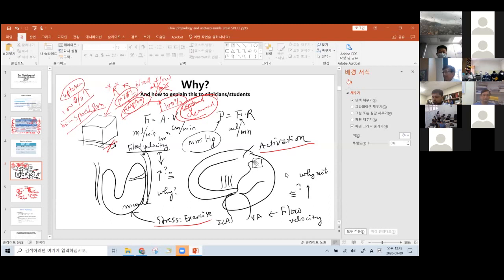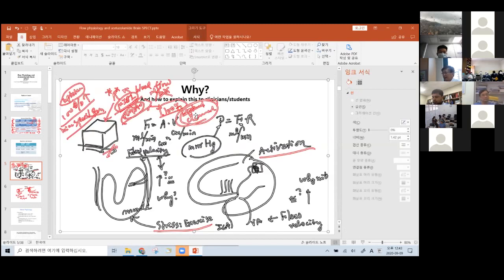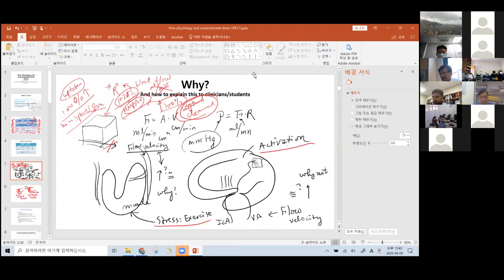And, you know, interestingly, Dr. Gill, so we have flow and flow velocity. By just looking at this drawing, would you please explain the relationship of flow and flow velocity?